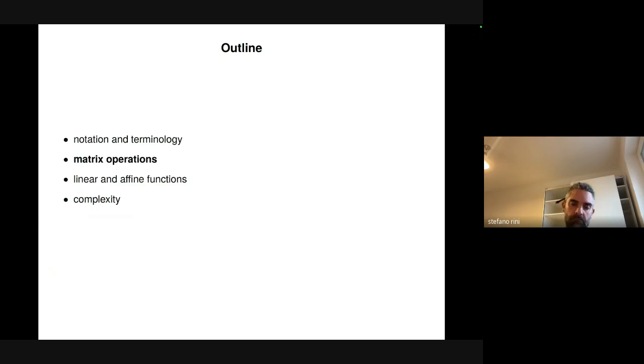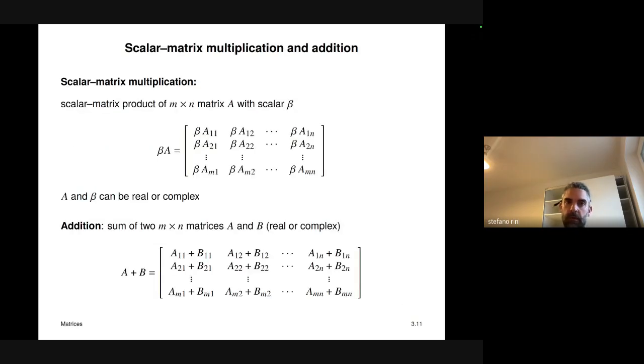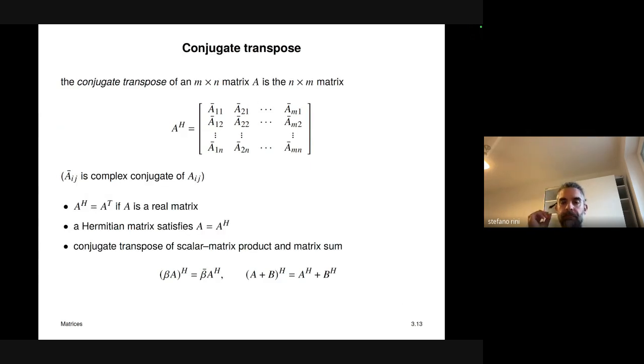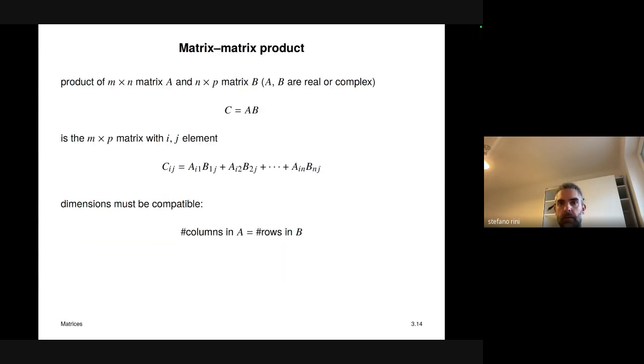Very good. Let's go on very smoothly for today. So scalar matrix multiplication, I don't need to discuss it with you. Addition, I don't need to discuss it with you. Transposition is when you flip the elements of the columns with the elements of the rows. You flip the elements around the diagonal. No need to discuss it further. Conjugate transpose is when you change the sign of the complex part. Matrix times matrix product, no problem.